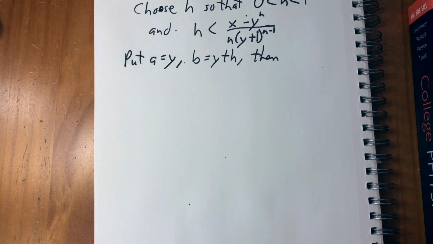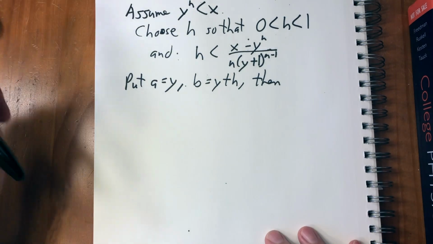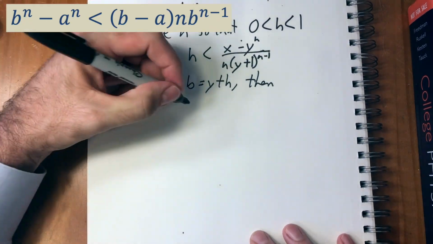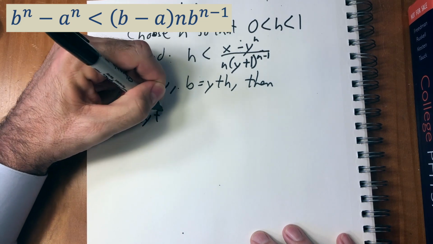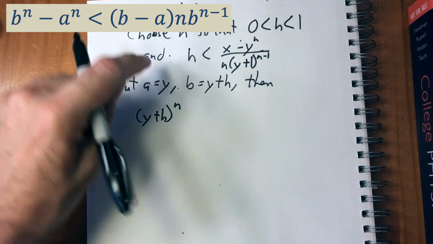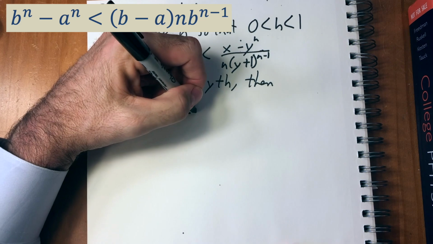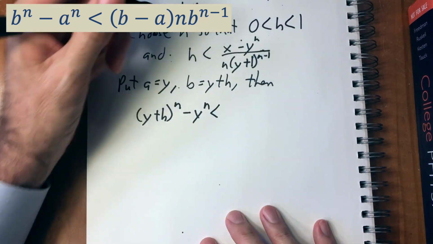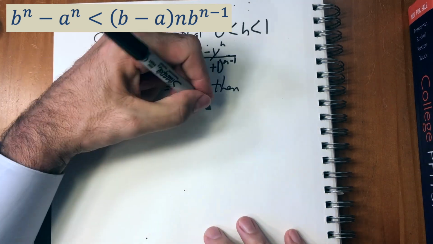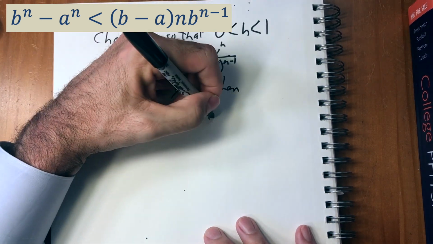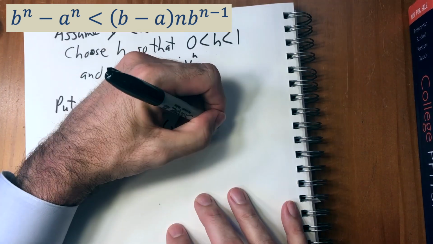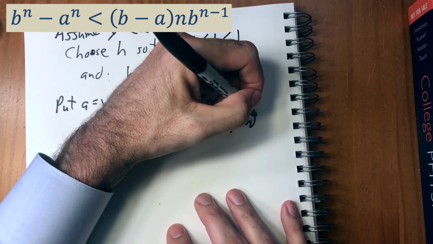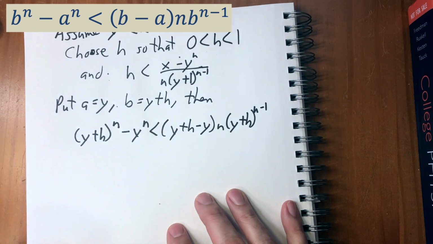Now we're going to use the inequality that we just showed. So we're just going to plug these into what we just established and see what happens. So we have (y + h)^n, that's b, minus y^n, that's a, is less than b minus a, so it's less than (y + h - y) times n times (y + h)^(n-1).